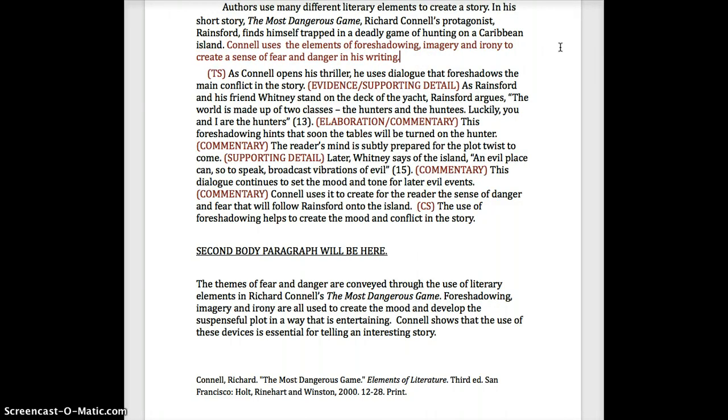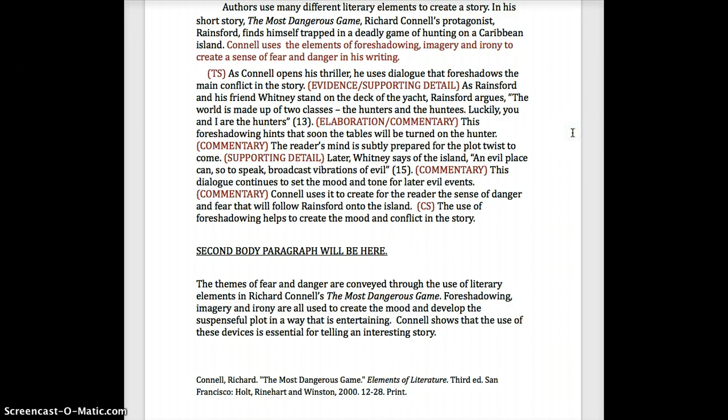It's not very long, but it has to contain specific elements, okay? We have the title of the story, the novel, the play, whatever it is you're writing about. What type or genre of literature it is. In this case, it's a short story. And you always have the author's name. Richard Connell wrote The Most Dangerous Game. Okay? He tells you that in this essay, he is looking at the literary elements of foreshadowing, imagery, and irony.